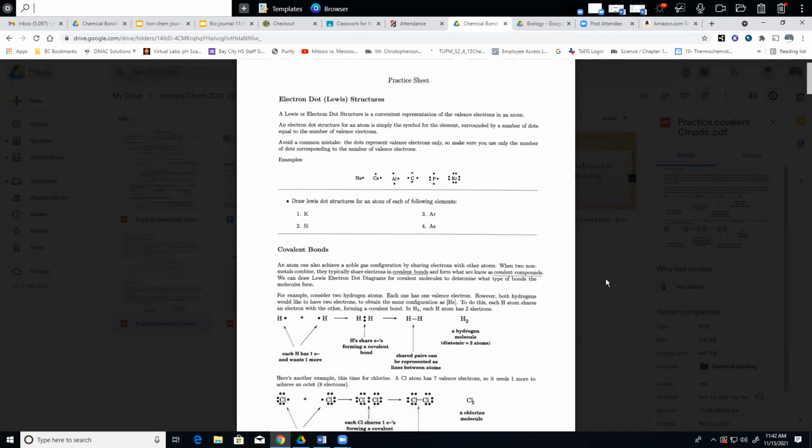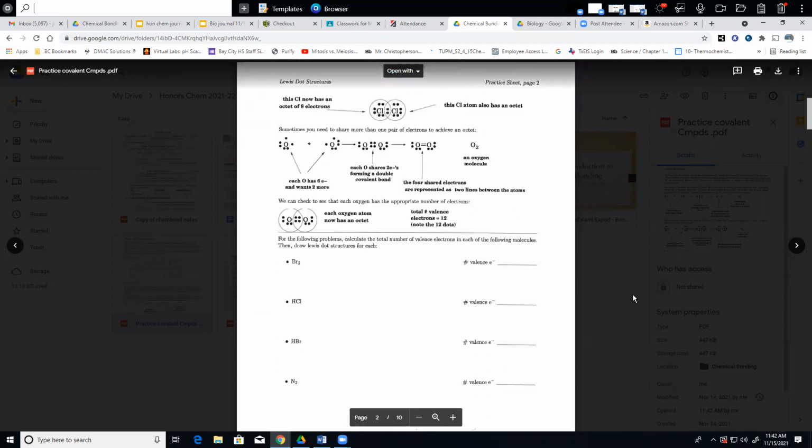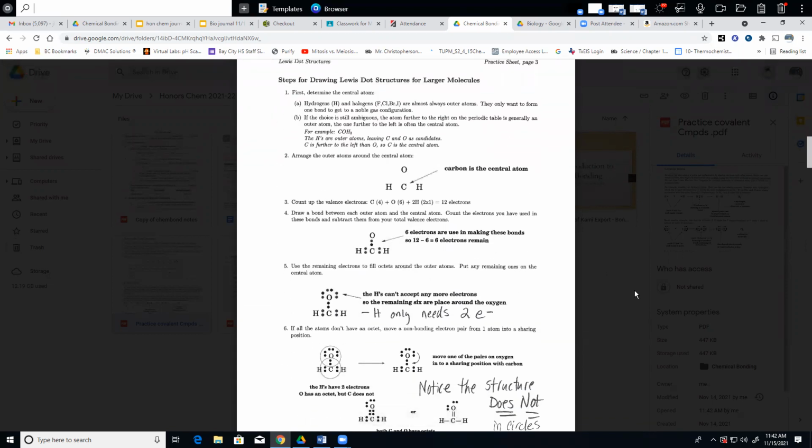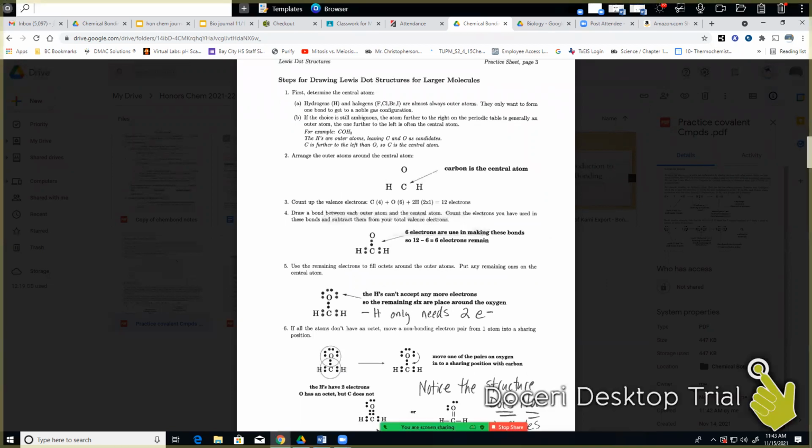So what it starts on that first page, we've already gone over. So we're going to move more to that second page of notes where it talks about drawing Lewis dot structures for larger molecules, so for compounds. When you're doing that, the first thing you need to do is determine what the central atom is going to be. Hydrogen and halogens are terminal atoms, or they're always on the outer part.